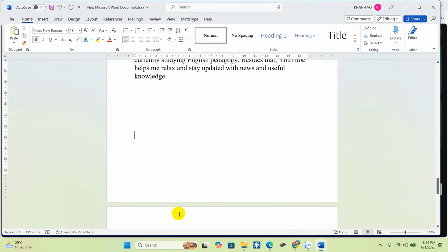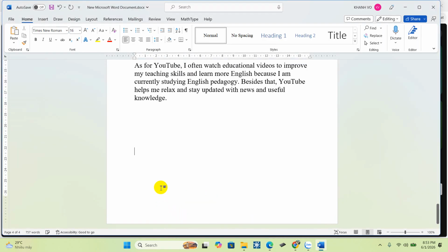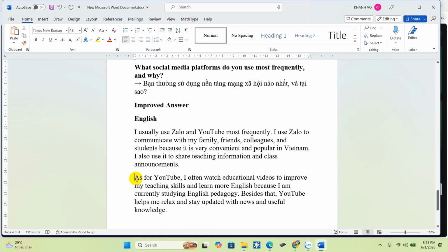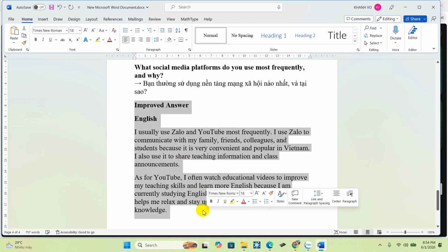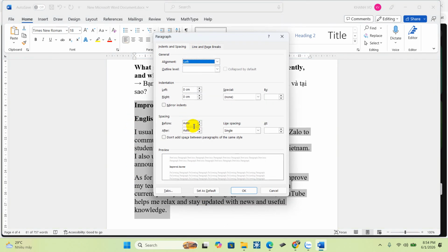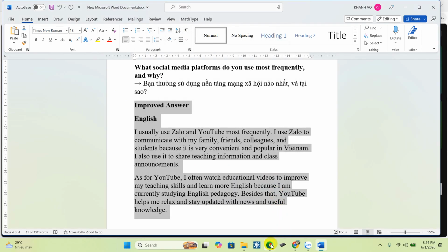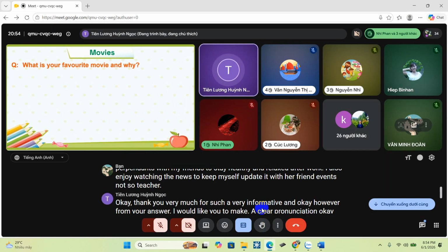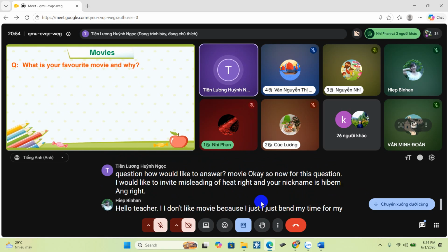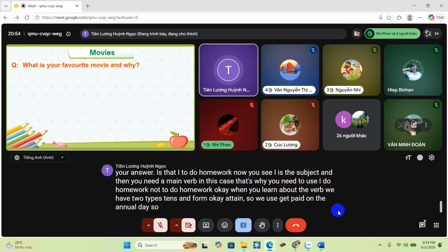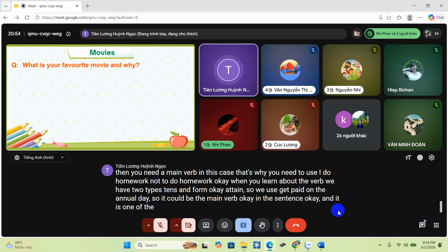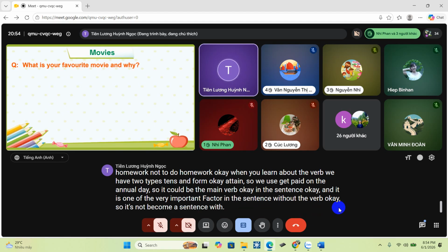Another mistake in your answer is I to do homework. You see, I is the subject, and then you need a main verb in this case. That's why you need to use I do homework, not I to do homework. When you learn about the verb, we have two types: tense and form. Tense, so we use các thì trong tiếng Anh. So it would be the main verb in the sentence, and it is one of the very important factors in the sentence. Without the verb, it does not become a sentence with a complete idea.